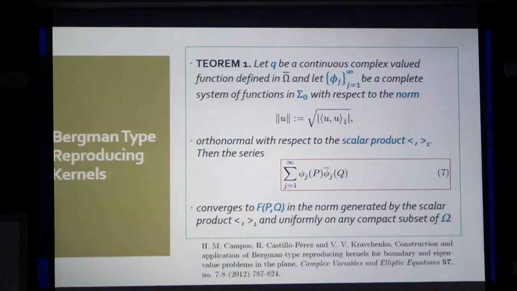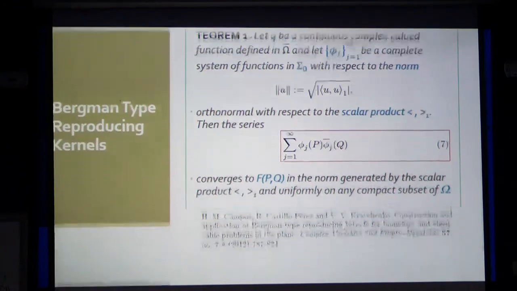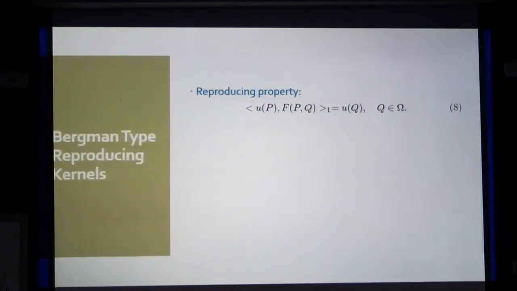For this Bergman kernel, we get a very useful property, which is the following. The reproducing property behaves like this: the scalar product 1 of the solution U evaluated at point P times the Bergman kernel F of points P and Q will give the value of solution U at point Q. You can remember that P was established for the closure, so it can be on the boundary, and Q is a point in domain omega. So you can use it to construct the solutions from the boundary to the interior domain.